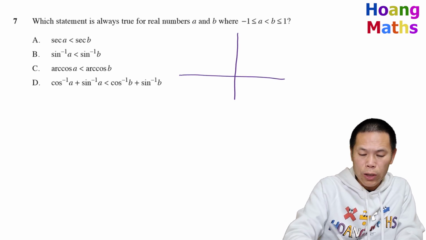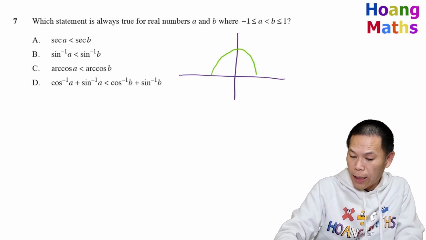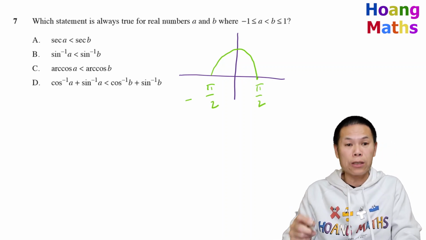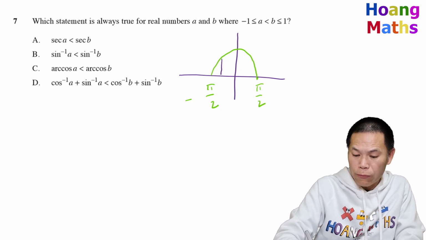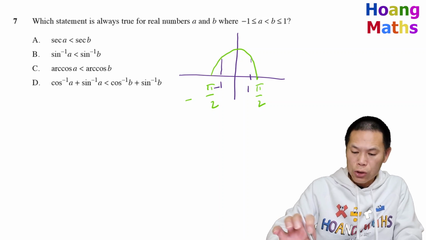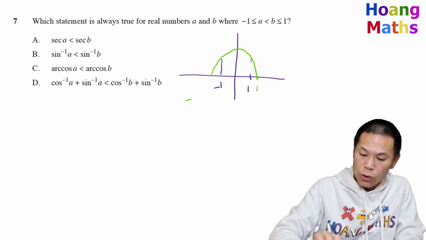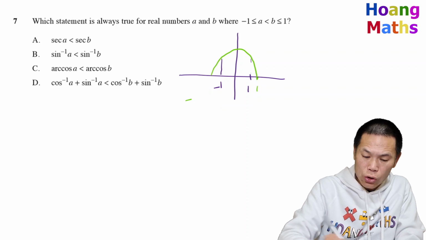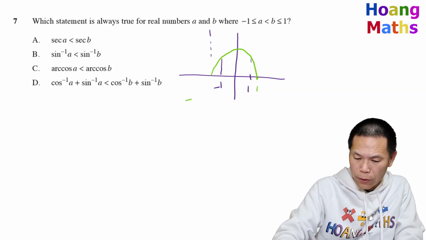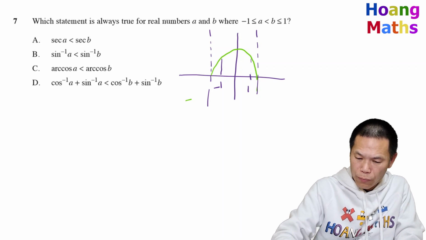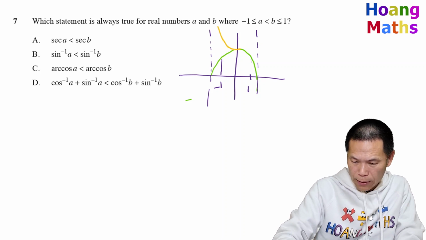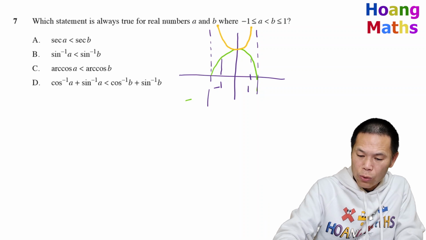Let me quickly draw a cos graph first, with pi over 2, negative pi over 2. For cos, we just draw within the domain because we only need to focus between -1 and 1. To sketch this, we know there are asymptotes, because it is 1 over cos, and the graph is like that. Keep that in mind. So between 1 and -1.